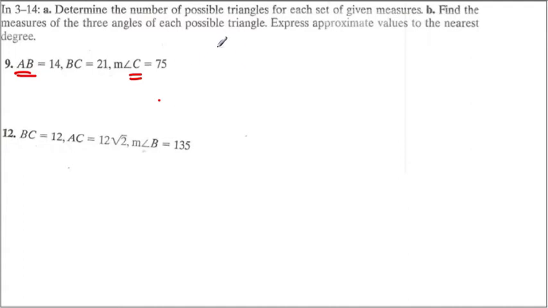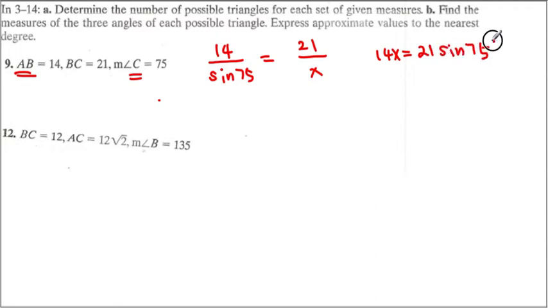So we can write it as 14 over sine of 75 has to be equal to 21 over x. Now here you can figure out the x by cross multiplication. We're going to get 14x is equal to 21 sine of 75 degrees, where x becomes 21 sine of 75 over 14.